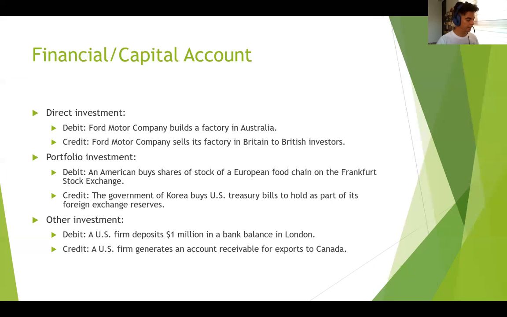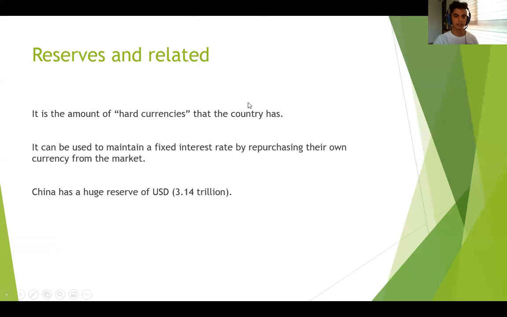So now I want to do a very quick exercise to explain reserves. I told you that the balance of payments is like the accounting of the country. But more than the accounting, I would say it is the cash flow, because the cash flow tells you how money leaves your pocket or enters into your pocket. So let's make a quick exercise to show you about reserves and related topics.